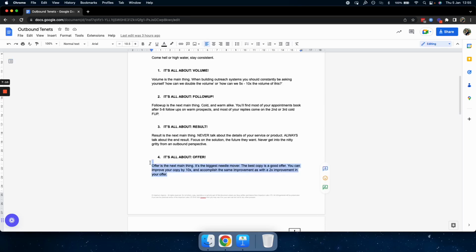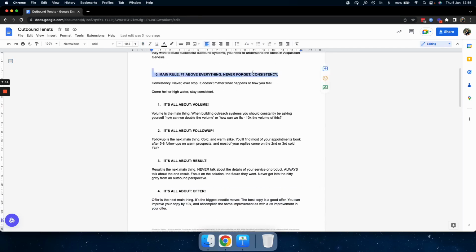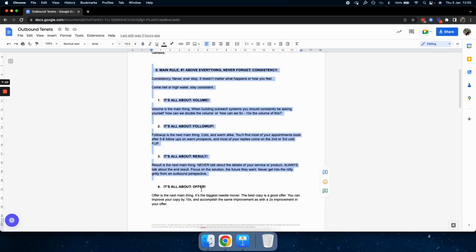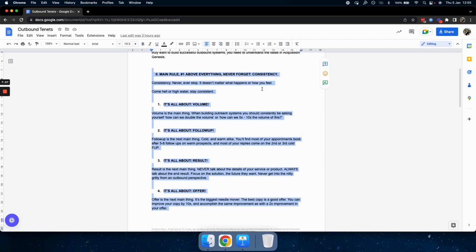If you're not getting results, the first thing that we're going to look at is consistency. The second thing we're going to look at is volume, right? Then we're going to look at the follow-ups, and then we're going to look at if you're focusing on the result. And if you're doing all of those things, then it's probably going to be down to the offer. So these are the 5 main things, right?